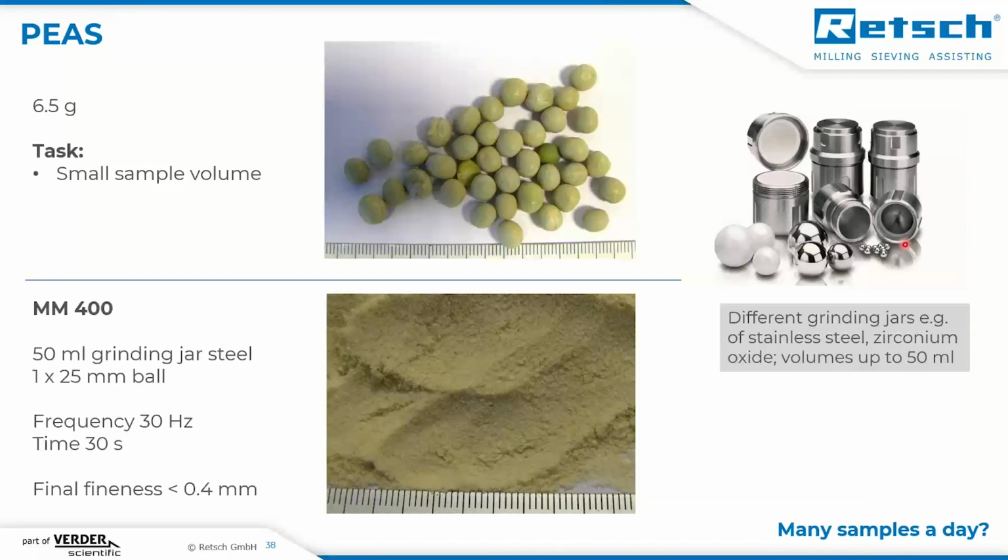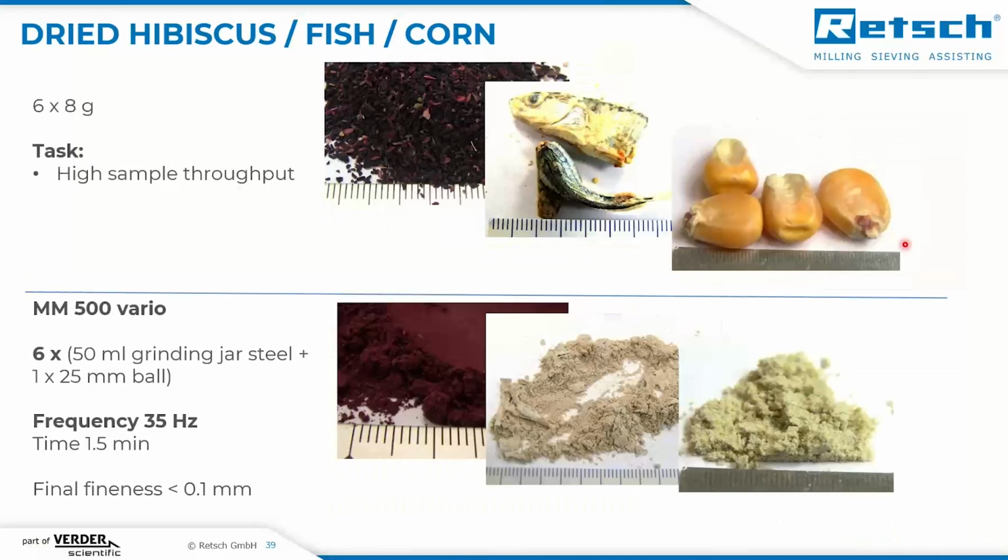The question now is, if we have many samples a day, we can of course use the MM400 with 2 grinding stations, or as I told you before, the new system, the MM500 Vario, for example, 6 times 8 grams of these kinds of samples, dried hibiscus, fish or corn. Then we use 6 grinding jars and 6 grinding balls, of course, with increased frequency, and in 1.5 minutes we were able to get a very fine powder of 1 millimeter.